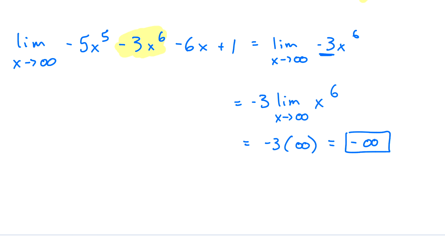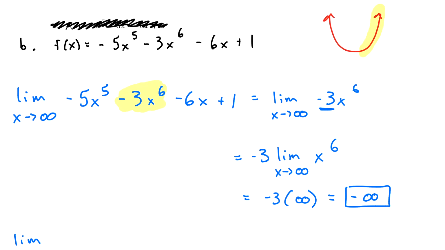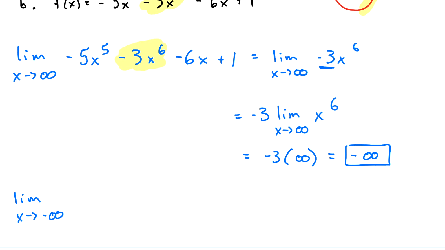And then lastly, we'll look at the left end behavior too. We'll say limit as x approaches negative infinity. Again, we could write out this whole function, but we know that it's just that negative 3x to the 6th. That's the important part. So I want to look at the limit as x approaches negative infinity of negative 3x to the 6th power. We'll factor out the negative 3. So we've got negative 3 times the limit as x approaches negative infinity of x to the 6th. So now we're just looking at the limit as x approaches negative infinity of x to the 6th.